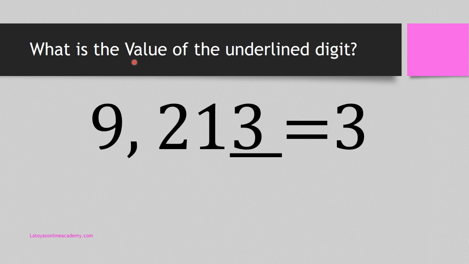What is the value of the underlying digit? Let's read this number. This number is 9,213. The value of this 3 is 3 ones, which is 3. The value of this 3 is 3. Remember, when they're asking you to find the value, you have to write the number.